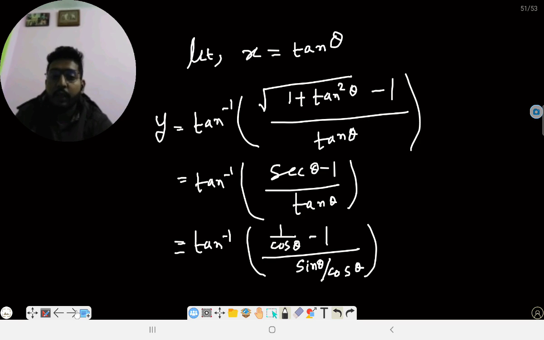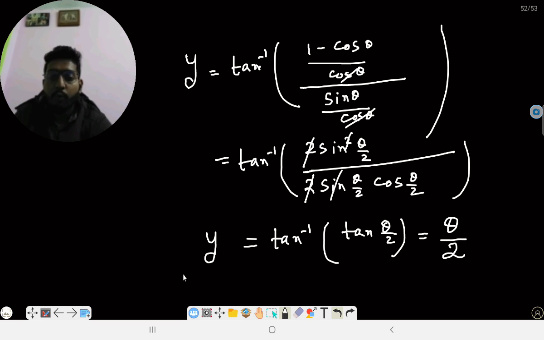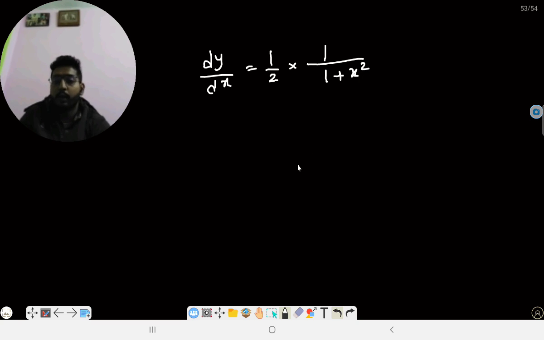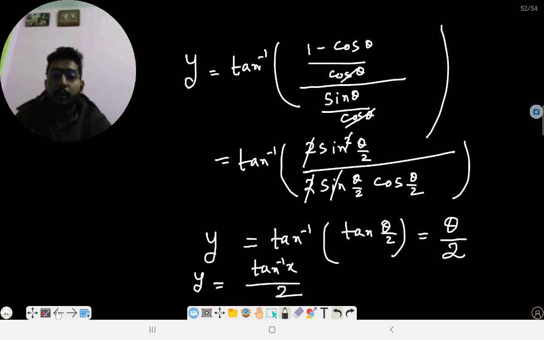Now what is the theta here? We can see from here that theta is tan inverse of x. So y equals theta, meaning tan inverse of x, and this is by 2. So y equals tan inverse of x by 2. Now we have to differentiate this one. So dy/dx will be half into the differentiation of tan inverse of x, which is 1 by 1 plus x square. Okay, so half into 1 by 1 plus x square.